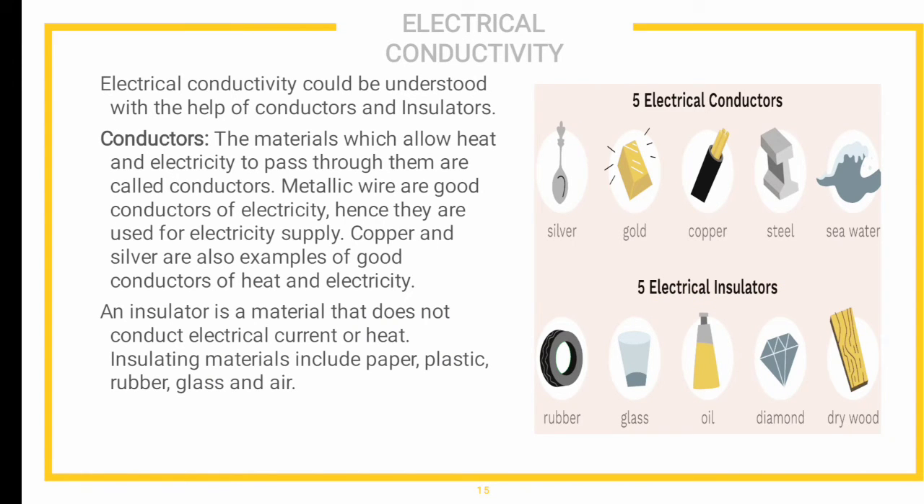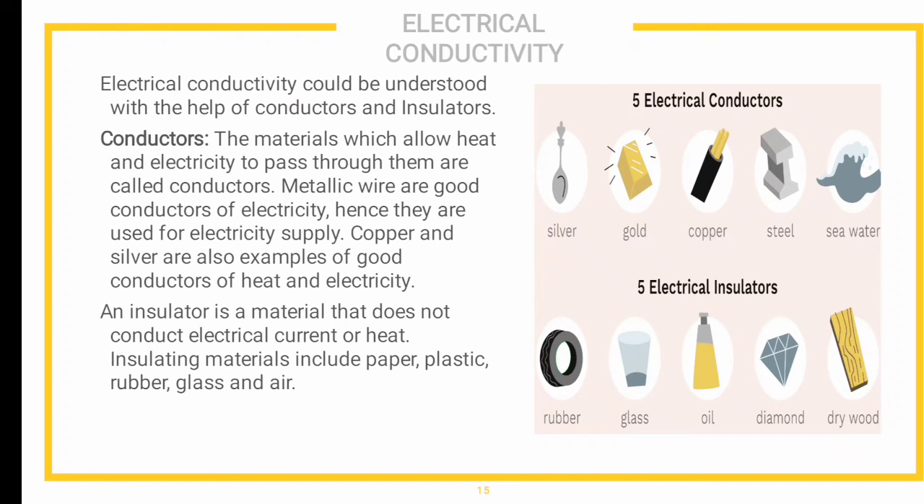Electrical conductivity could be understood with the help of conductors and insulators. So what are conductors? The materials which allow heat and electricity to pass through them are called conductors. Metallic wires are good conductors of electricity, hence they are used for electrical supply. Copper and silver are also examples of good conductors of heat and electricity. When you touch a copper wire and on the other end there is heat, you will feel the heat in your hand also.